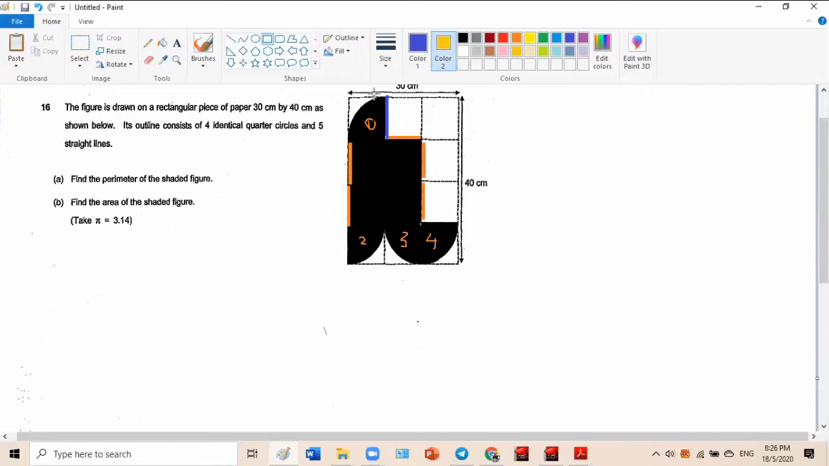What color shall I use? Maybe yellow. Easier to see. Yellow. Do I have to count this? Yes, because perimeter. Where else should I count? Here also, right? It doesn't belong to the 5 straight lines, but it belongs to the quarter circle, and it forms part of the perimeter. Can you see that? Okay, the first one says, find the perimeter. People, can you see all this? So how many straight lines do I need to add together? It's not 5 now. 1, 2, 3, 4, 5, 6, 7, 8. Understand or not?